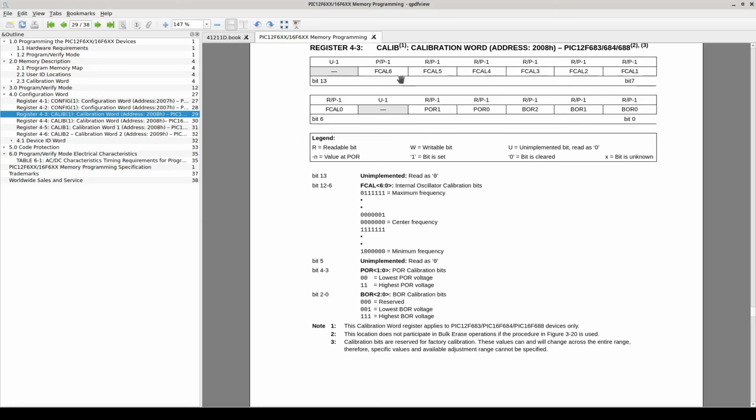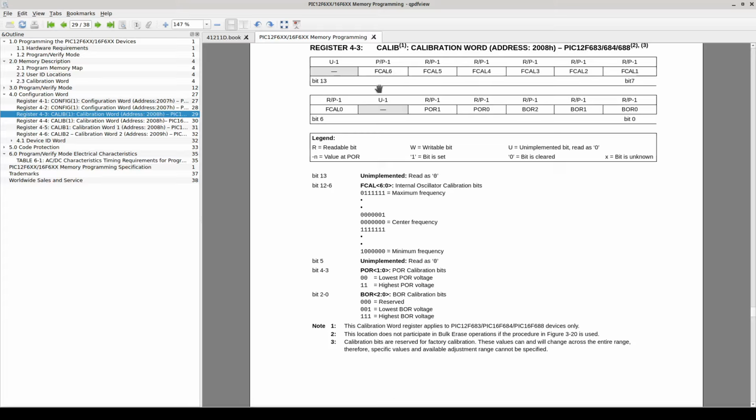But looking at the calibration word description in the datasheet, we can see the MSB is unmapped, and then we've got bits 12 to 0 are all defined except for bit number 5. And this is kind of an unusual place to have an unallocated bit. It makes sense to just have the MSB not hooked up if you're not doing anything.